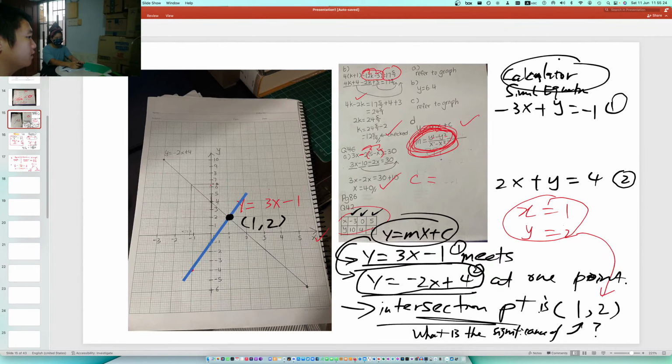Can you see? The m is 3, right? And the m for this is minus 2, right? The c for this is minus 1. The c for this is plus 4. So if you get it into y equals to mx plus c format, you can quickly read the m and the c. Okay? If you get it into the simultaneous equation calculator format, can you read the m and the c quickly?